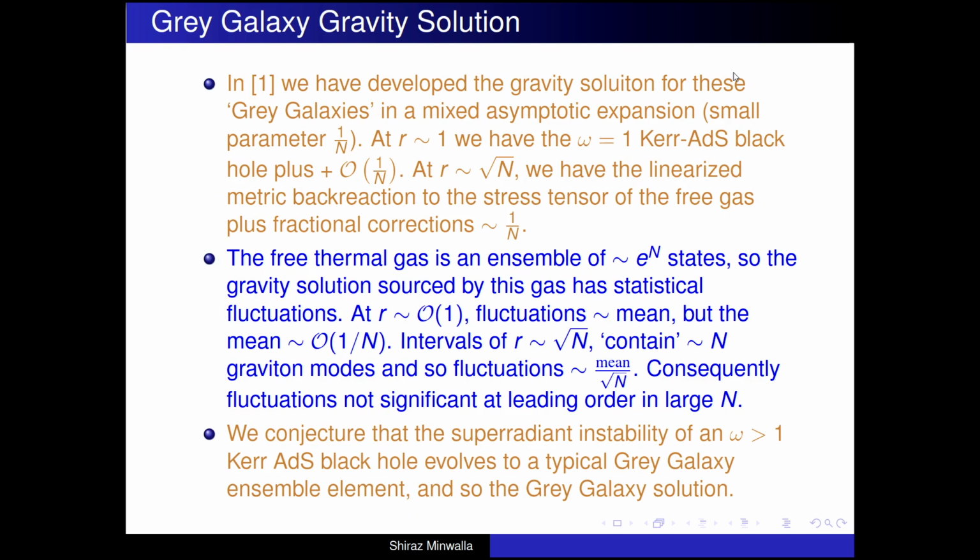Now, I've said all this, but we've done this in more detail in this paper. We've written down an explicit supergravity solution for these objects we call gray galaxies. We call them gray galaxies because they sort of remind us of our galaxy. The configuration has a black hole in the middle. It's got a disk of gas. The disk of gas has fixed proper thickness, and it's very large.